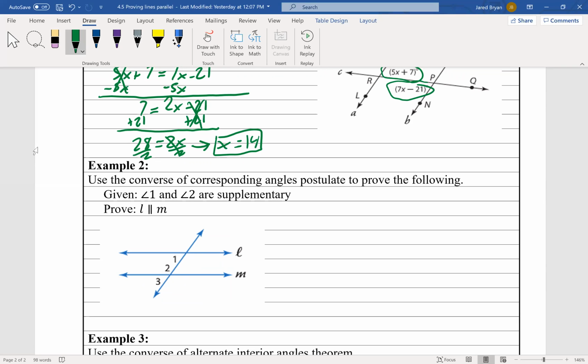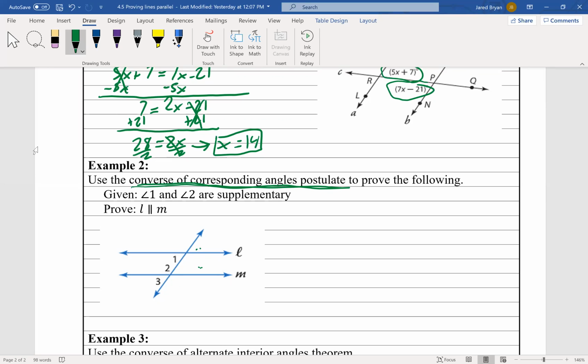But in this case, we're told we want to use the converse of the corresponding angles postulate to prove the following. And in this case, we're trying to prove the same thing as always. These lines are parallel. Same thing as before. I don't know these lines are parallel because I don't have those little arrows on them that tell me that. So that's what we're going to try to show.